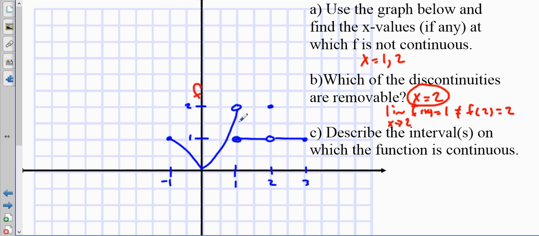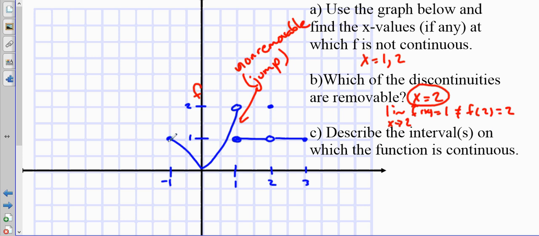This one right here is a jump discontinuity. That's a jump discontinuity, and we call that non-removable. Basically, anything other than removable is non-removable. We would say this is a jump discontinuity. Describe the interval where this function is continuous.